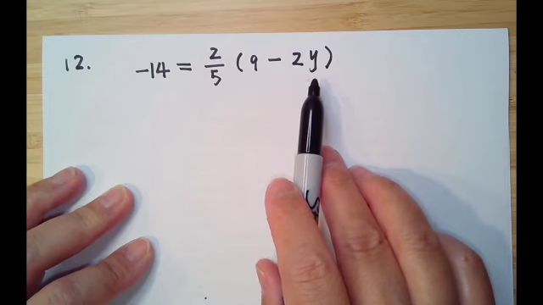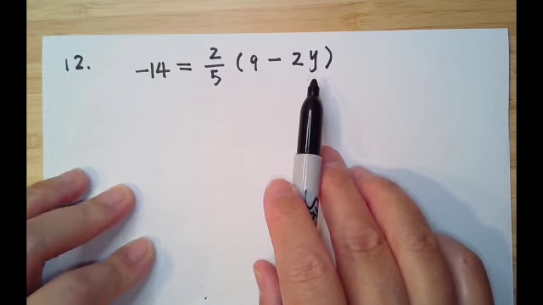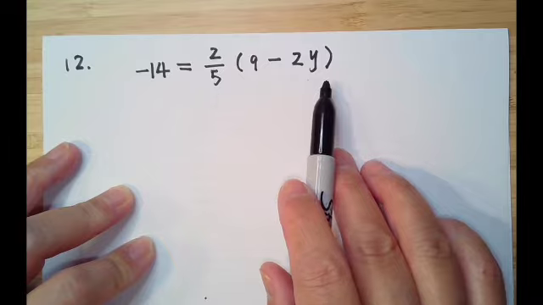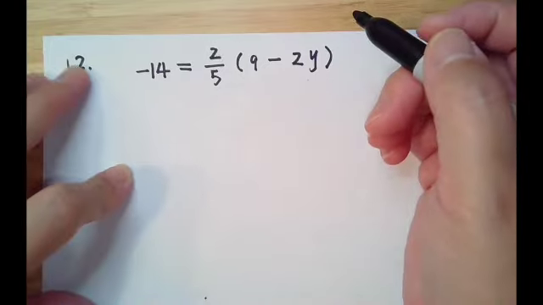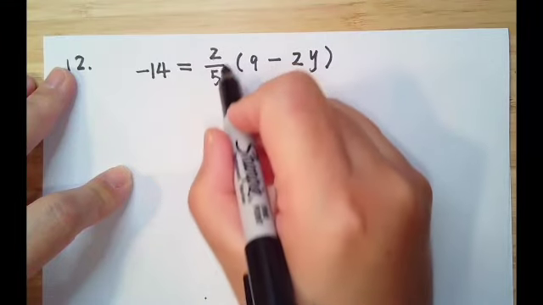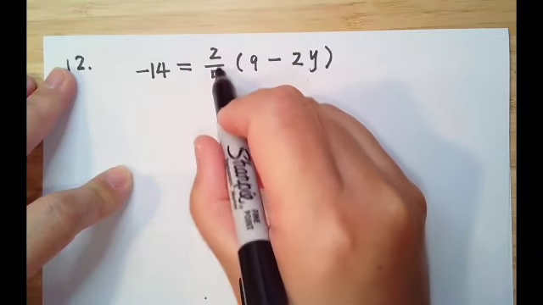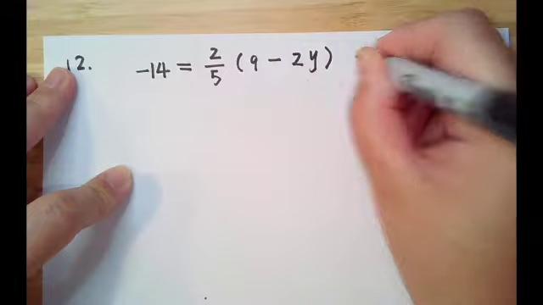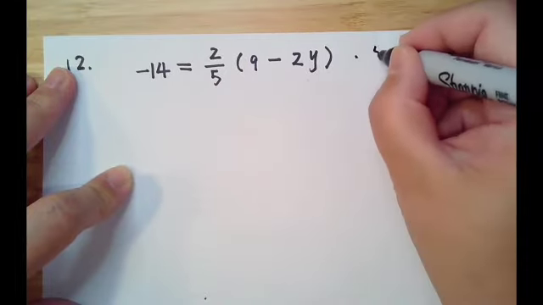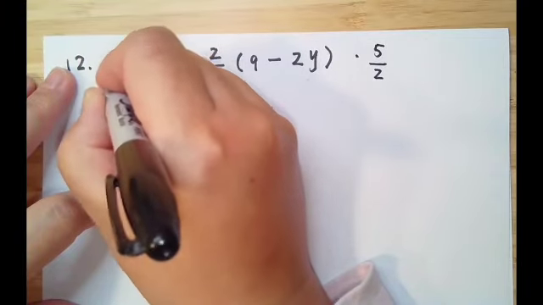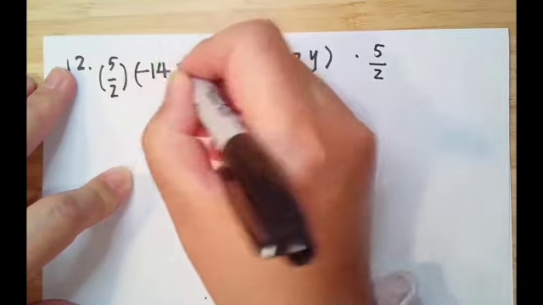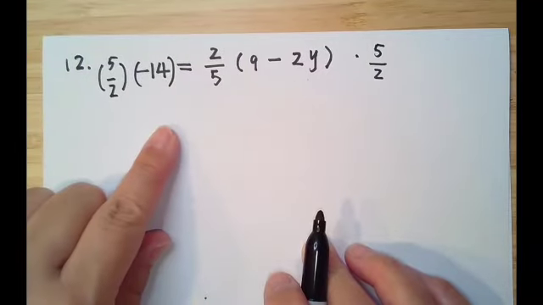And remember I said it doesn't really matter. You just go ahead and solve it, and then you can keep that at the right side, or you can put that on the left side in the last step. So let's just do that. Okay, first of all, I don't like this 2 over 5. So I am going to multiply by 5 over 2 on both sides. 5 over 2 times negative 14. I will do that, okay?